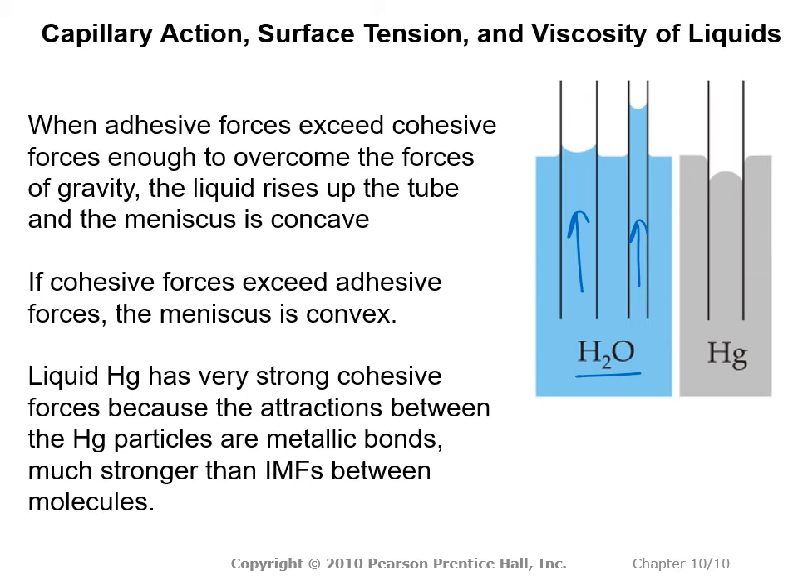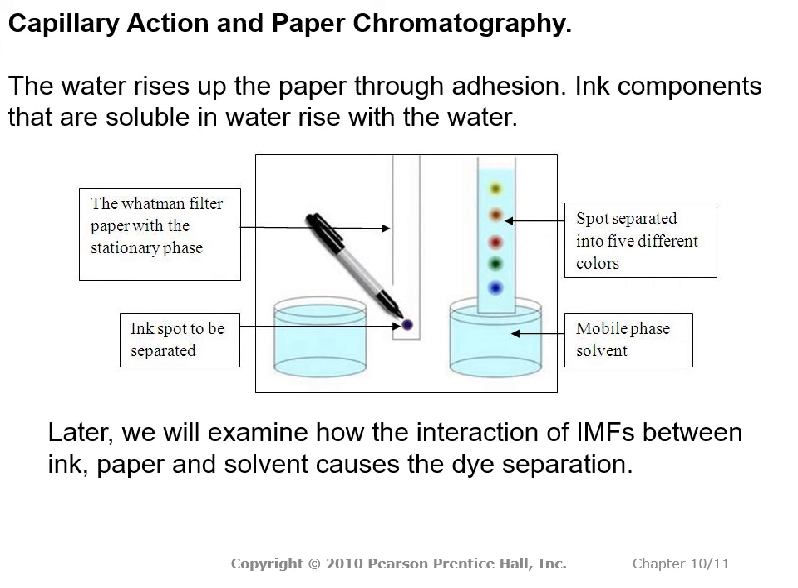Mercury is very different though. Mercury has very strong cohesive forces because the attractions between the Hg particles are metallic bonds, and those are much stronger than the IMFs between molecules. So now we actually see that it's a little below the level of the liquid on the outside.